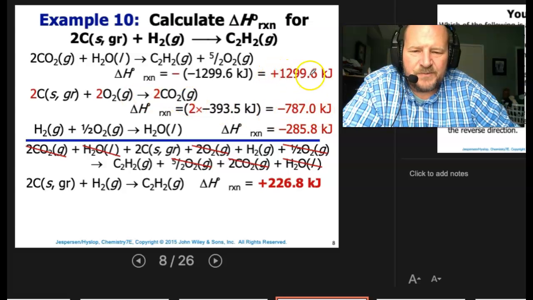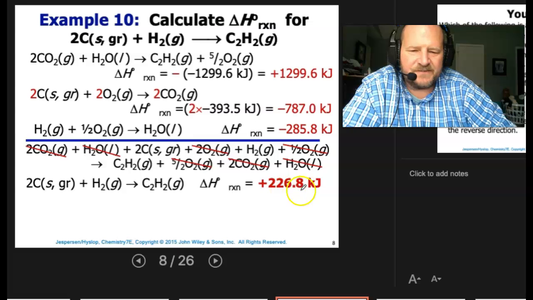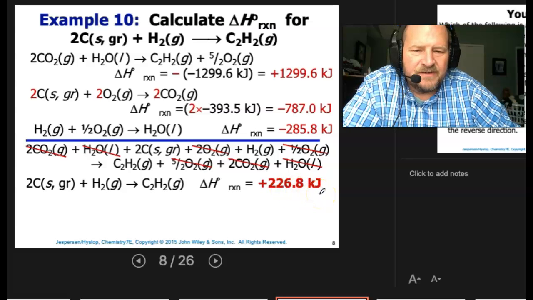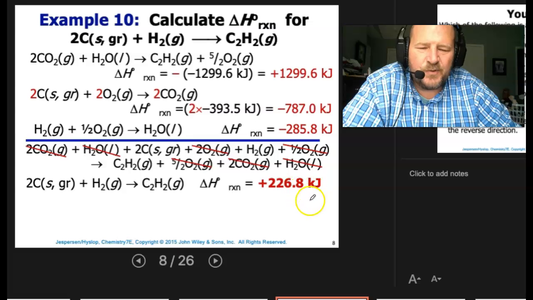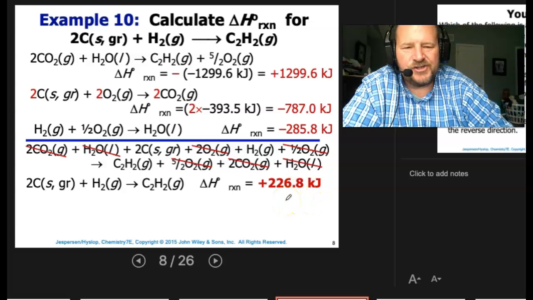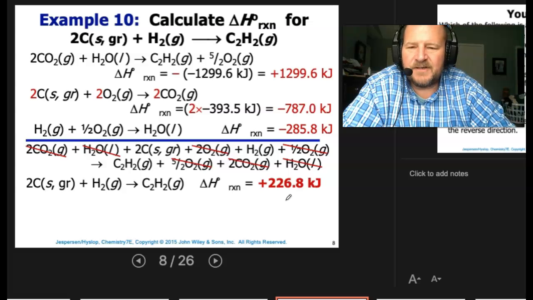So we'll take plus 2099.6, add negative 787, add negative 285, and that gives us a positive 226.8. So what that's telling us is that to go with carbon plus hydrogen gas to form acetylene, it's going to cost 226.8 kilojoules of energy. All right, so hopefully you're able to follow along with all that.